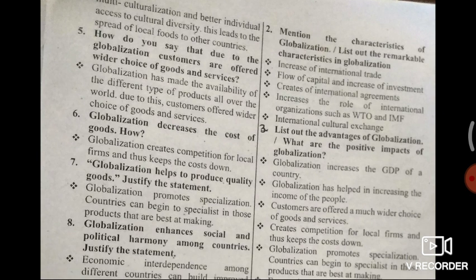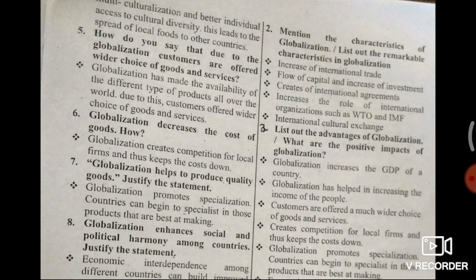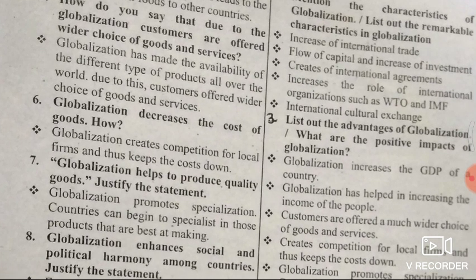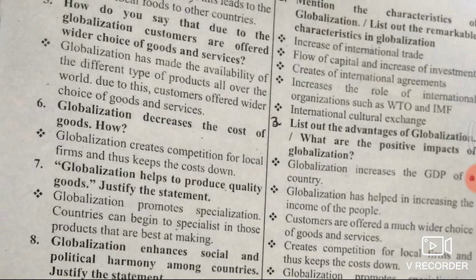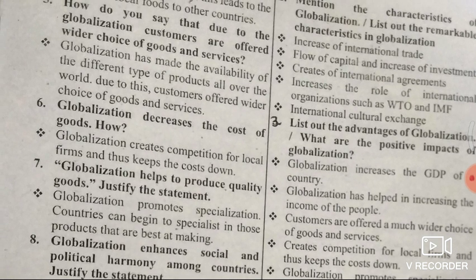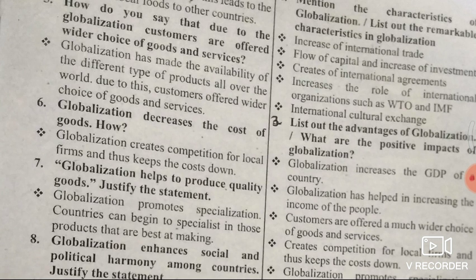Then fifth question, how do you say that due to globalization, customers are offered wider choice of goods and services? Answer: globalization has made different types of products available all over the world. Due to this reason, customers are offered wider choice of goods and services, isn't it?